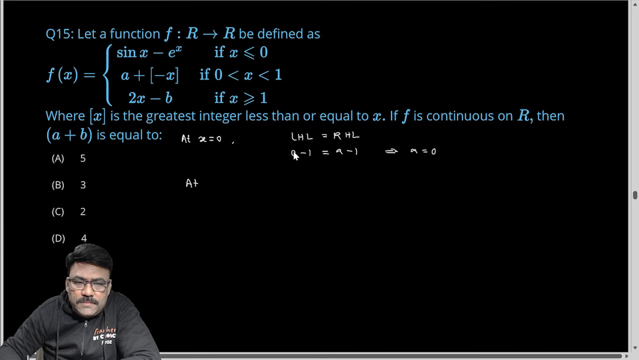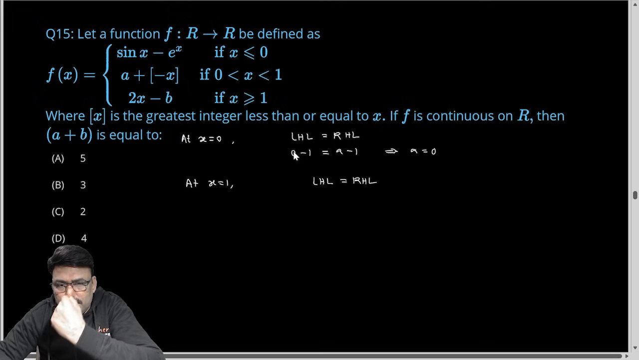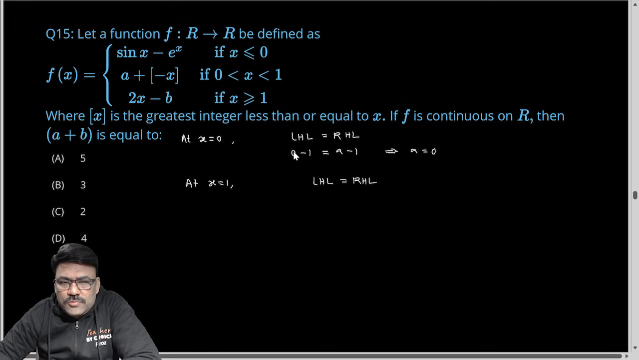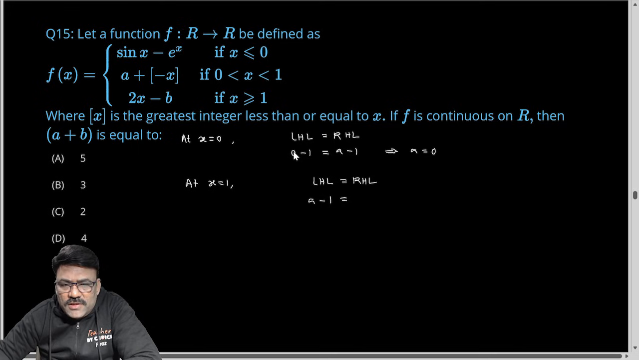Now at x is equal to 1, again left hand limit and right hand limit should be the same. On the left side of 1, when x is slightly less than 1, this minus x will become negative. Let's say x is 0.99, so this will become minus 0.99, which means minus 1. So this is a minus 1. And on the right side, where x is greater than 1, when x approaches 1, it is 2 minus b. A is 0, so you got b is equal to 3. And hence a plus b is also 3 here. Means option B is the correct option.